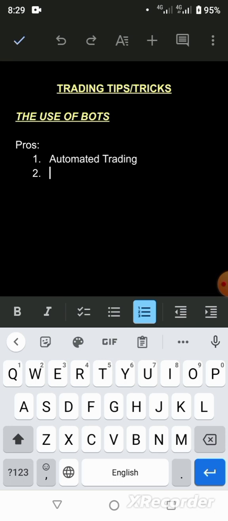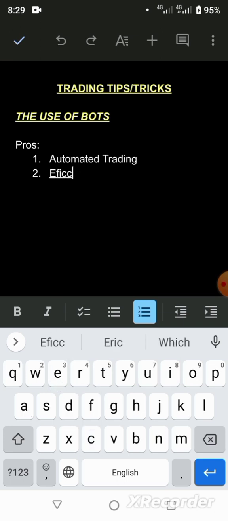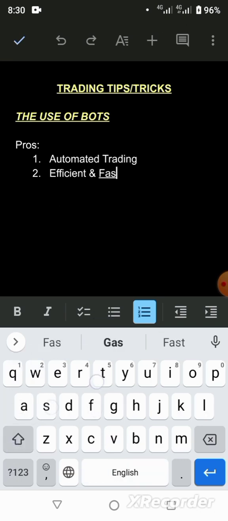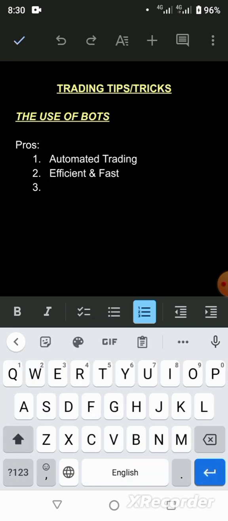The second one, it is efficient and fast. It is very, very efficient and fast. Using crypto bots to trade is a very efficient and fast way, rather than the hours upon hours that you spend looking at the charts, looking at the table, looking at market price actions, price analysis, carrying out your TA and carrying out your FA. Those big players, those whales, most of them don't really have that time.